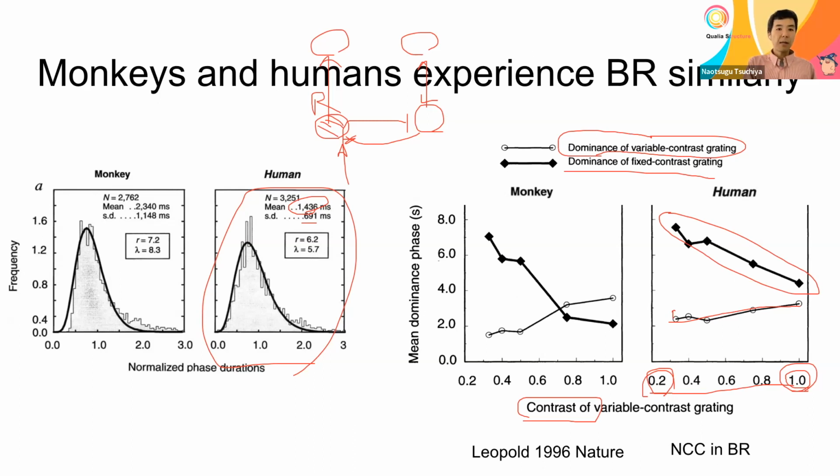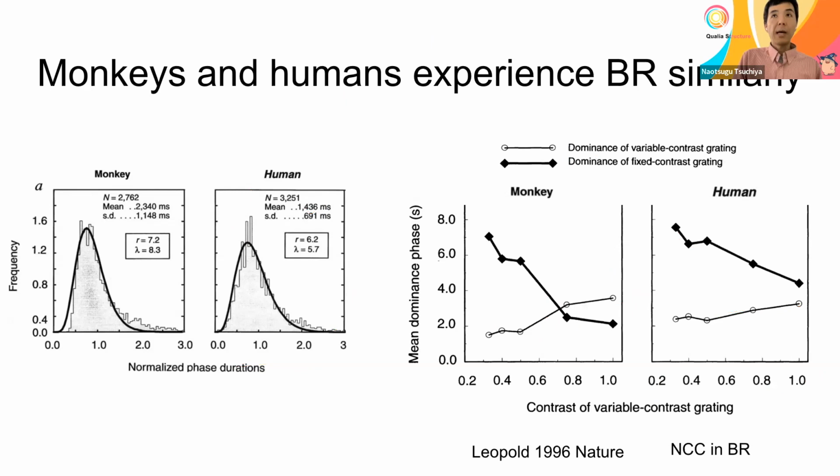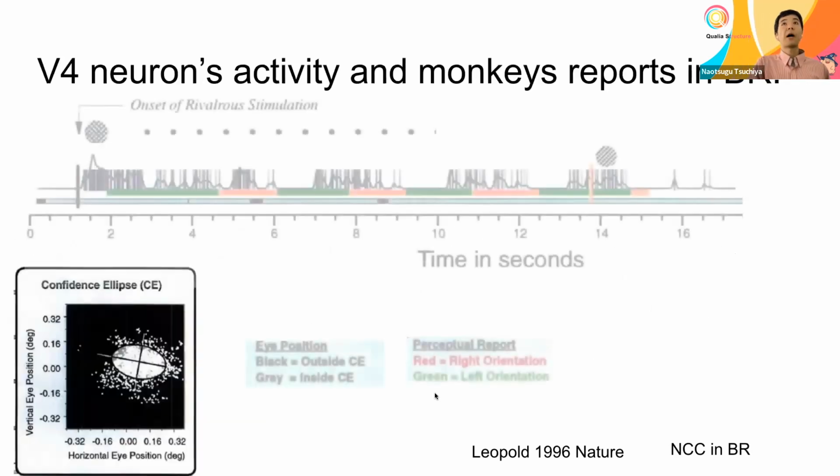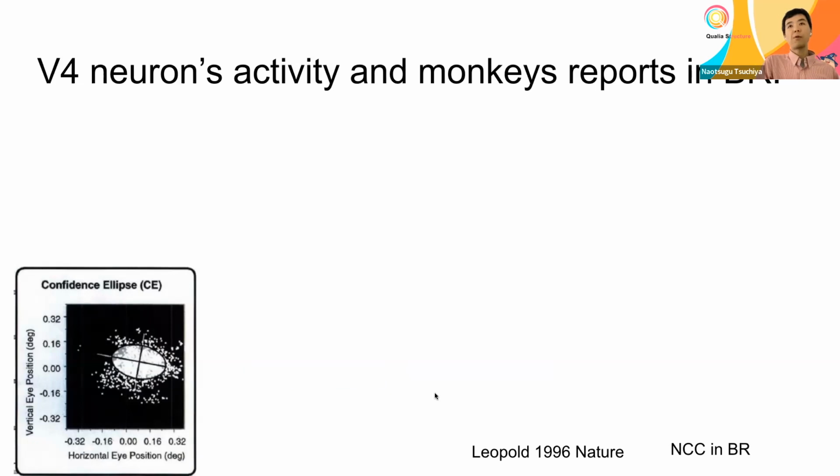But in the monkey case, going from the weaker stimulus to the stronger stimulus does change the duration to some extent, so there is some individual difference as well. But all in all, these trends suggest that the monkey is most likely experiencing something very similar to humans. Then, having established this phenomenological property of the monkeys, what people have done is the following.